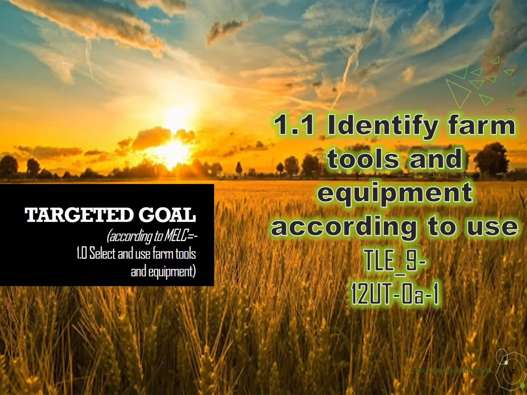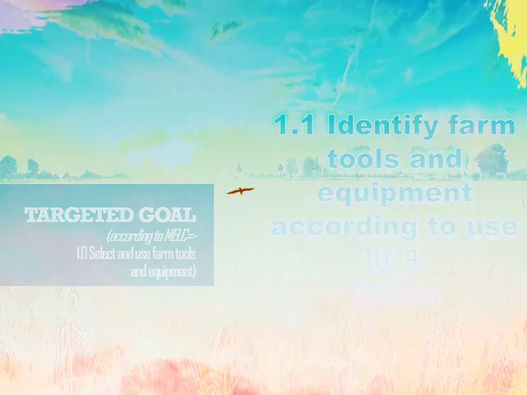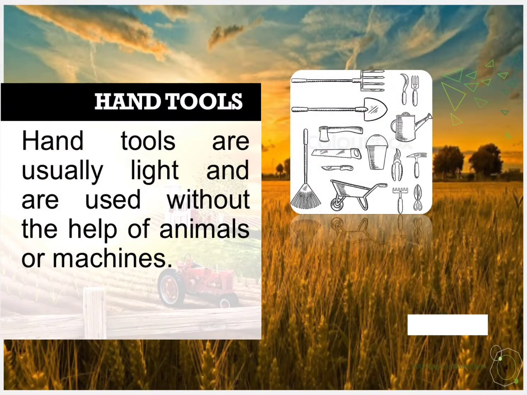At the end of this lesson, you are expected to identify farm tools and equipment according to use. Before anything else, class, let us first define what hand tools are. Hand tools, class, for your information, are basically light and are used without the help of animals or machines. Therefore, class, hand tools can be operated using our bare hands.